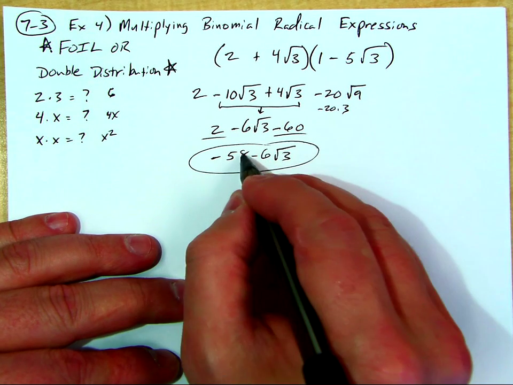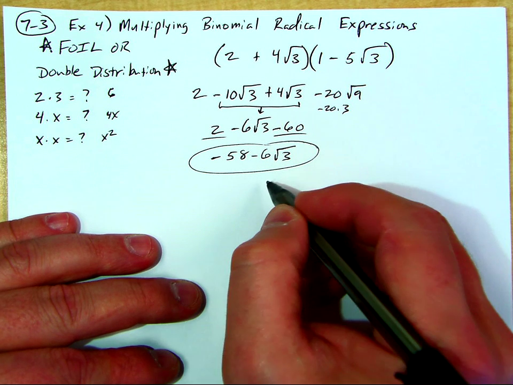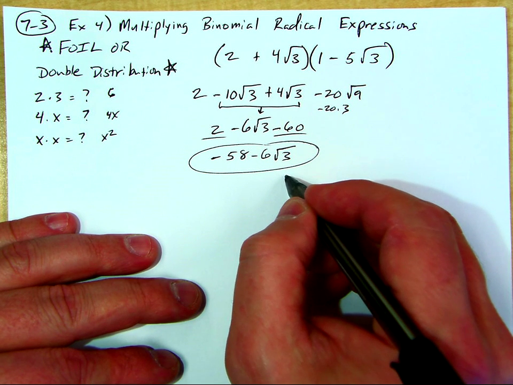Convention usually is put the whole number first and then the radical term second. That's the usual convention, so this is how you should write your answer.